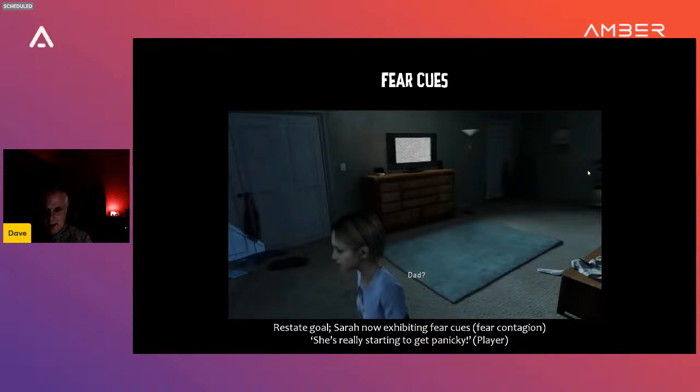Restating the goal. Now she's exhibiting fear cues, and now the players are picking up on this. And I'm fine with it. I accept she was sleepy when she woke up. She's really starting to get panicky now.